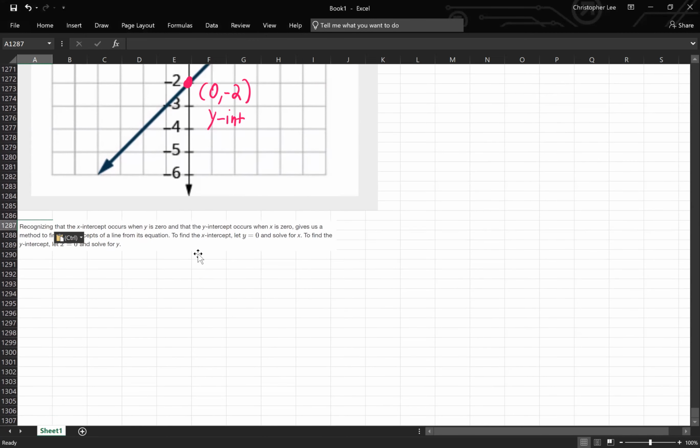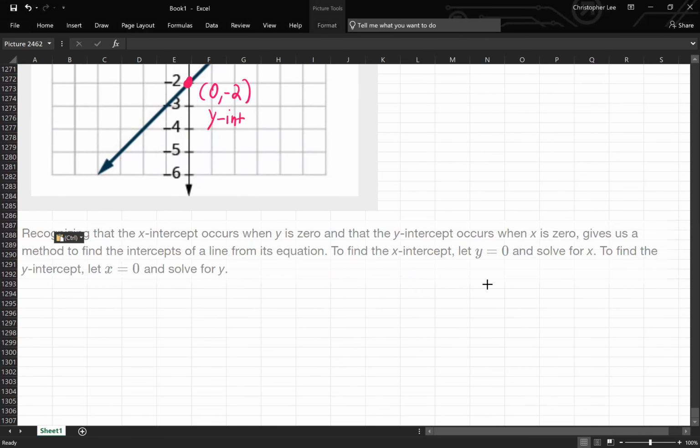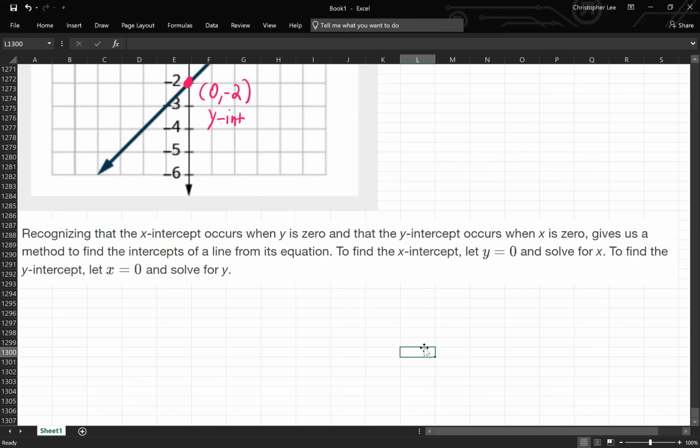Recognizing that the x-intercept occurs when y is 0 and the y-intercept occurs when x is 0 gives us a method to find the intercepts of a line from its equation. To find the x-intercept, let y equal 0 and solve for x. To find the y-intercept, let x equal 0 and solve for y. Hold up, I know somebody didn't hear that. I'm going to say that one more time. To find the x-intercept, let y equal 0 and solve for x. To find the y-intercept, let x equal 0 and solve for y.